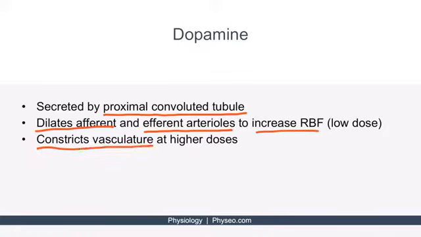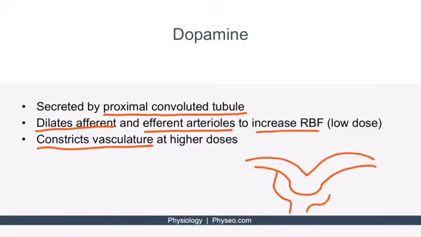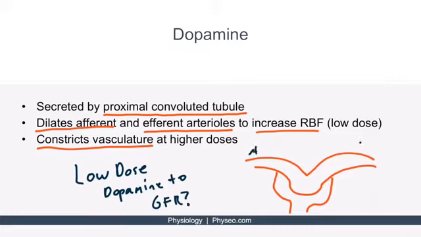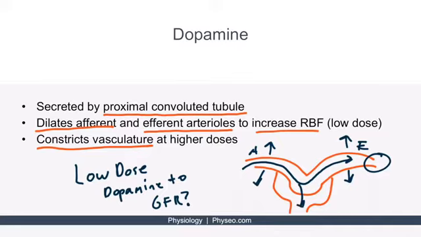So let's do a quick question. First we're going to draw out a glomerulus, the Bowman space, and that would lead to the rest of the nephron. If a patient was administered a low dose of dopamine, what would this do to the GFR? Draw an A here, E here. Dopamine will dilate the afferent and the efferent arteriole. And this will allow more blood to flow through the kidney. However, since the efferent arteriole isn't constricted more than the afferent, you will not have an increase in GFR. So, if a low dose of dopamine is administered, GFR will be unchanged.